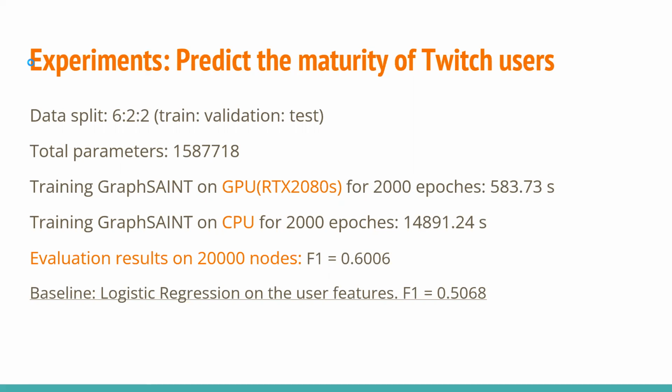Let's see the performance for predicting the maturity of the Twitch users. We experiment the learning algorithm, GraphSaint, on both GPU and CPU. As we can see, GraphSaint can outperform the logistic regression baseline significantly. Running the algorithm on the GPU can be almost 3 times faster than on CPU.